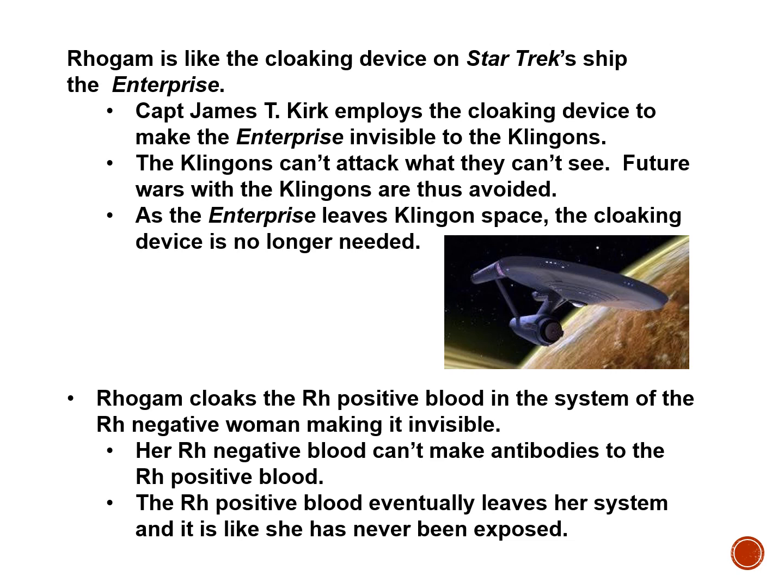So Captain James T. Kirk employs the cloaking device to make the Enterprise invisible to the Klingons. The Klingons can't attack what they can't see, so future wars with the Klingons are thus avoided. As the Enterprise leaves the Klingon space, the cloaking device is no longer needed. So RhoGAM cloaks the Rh positive blood in the system of the Rh negative woman, making it invisible. Her Rh negative blood can't make antibodies to the Rh positive blood. The Rh positive blood eventually leaves her system, and it is like she was never exposed.